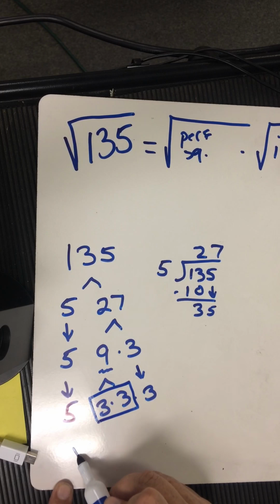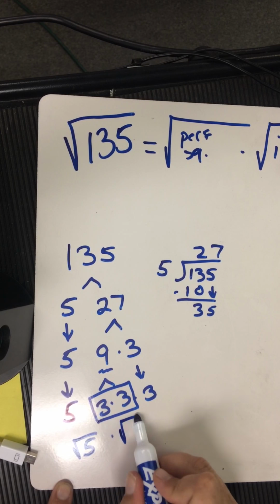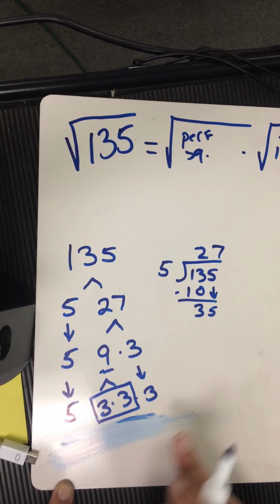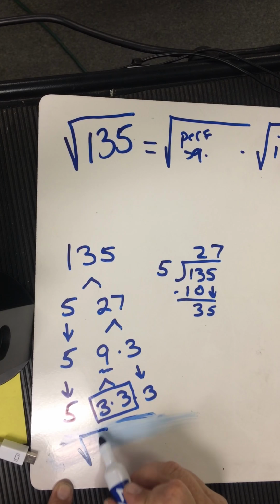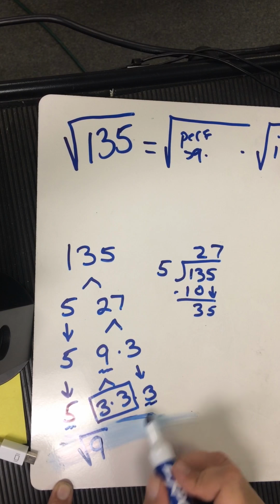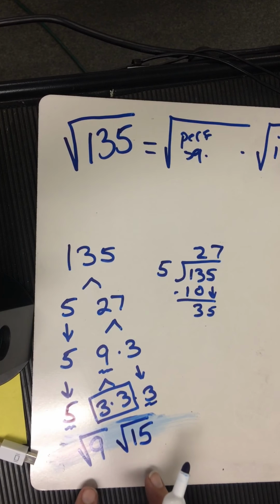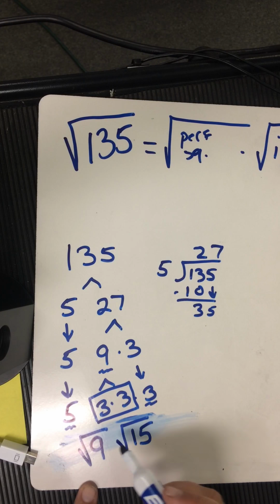So now I'm going to rewrite this as square root 5 times square root, actually I'm going to not do that, sorry. I'm going to rewrite this as square root 9, because that's the perfect square. And then what's left over? A 3 and a 5. Square root 15. And it is true that 9 times 15 equals 135. So I found my perfect square.